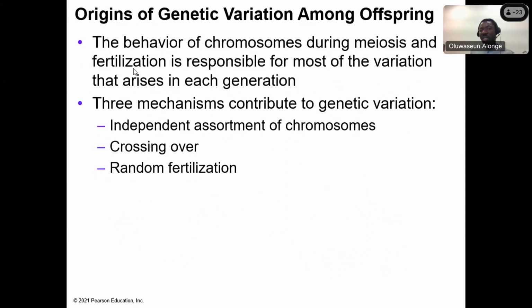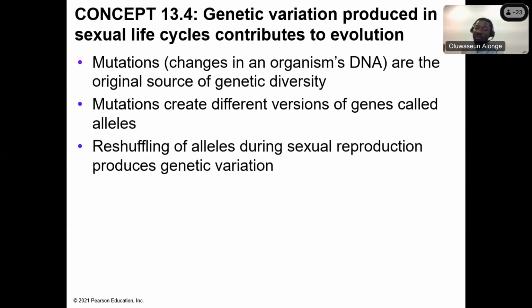Now, the behavior of chromosomes during meiosis and fertilization is responsible for most of the variation that arises in each generation. Three mechanisms contribute to genetic variation. Number one, independent assortment of chromosomes. Number two, crossing over. Number three, random fertilization. Independent assortment simply means that chromosomes separate independently; assortment is to sort. Independent means it doesn't depend on any factor. It doesn't mean this is the chromosome that has to segregate at this point, or that this chromosome has to be given to this child. It is independent assortment.